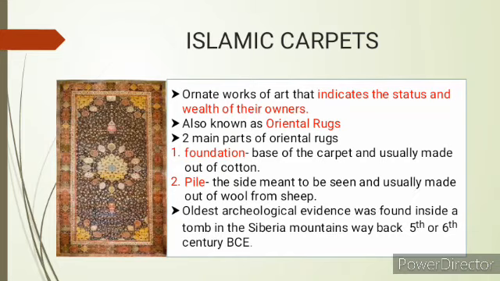There are two main parts of the Oriental rugs, which are the foundation and the pile. The foundation is the base of the carpet and it is the part which faces the floor. This is usually made out of cotton. The other one is the pile, where this side is the one meant to be seen, where the different designs and patterns are woven or knotted. This one is usually made out of wool from sheep.